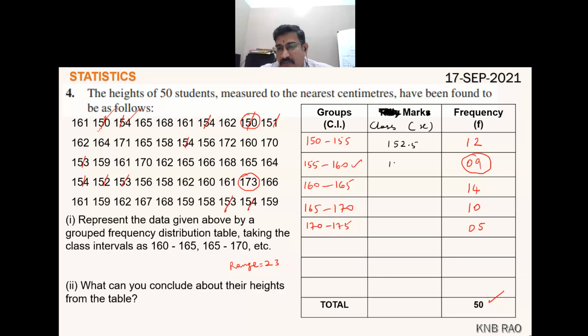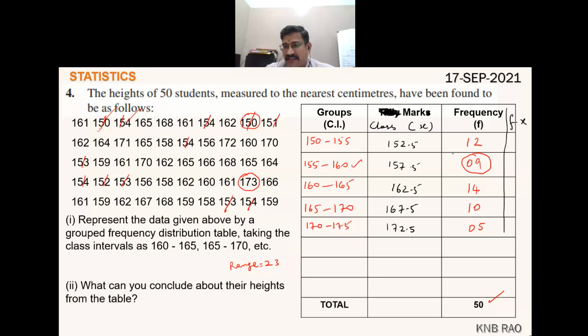157.5, 162.5, 167.5, 172.5. Now, children, here 5 students have got an average of 172.5 as height. Now the product fx, the product of f into x, that means frequency 12 into 152.5 gives me the total height of the 12 fellows.